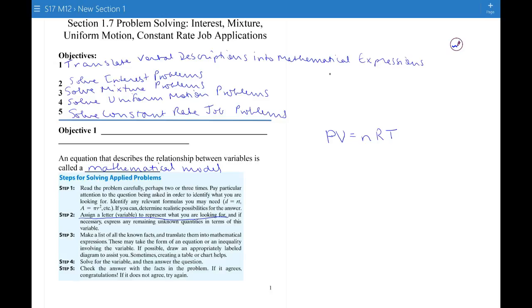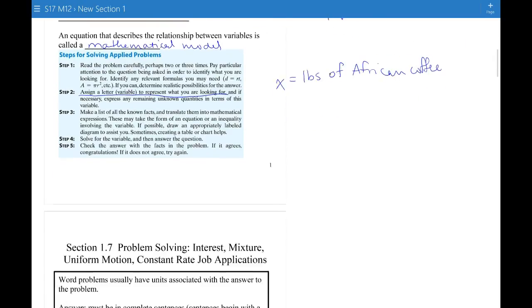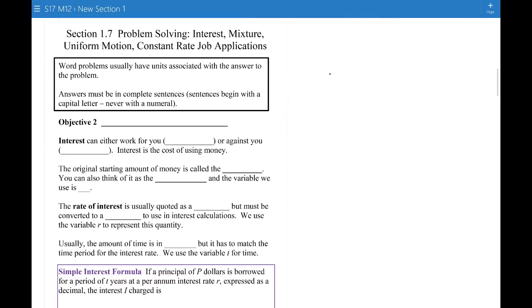And I want a very detailed description like X equals pounds of African coffee. So I don't want to see X equals pounds, and I don't want to see X equals eggs. So it needs to be very specific. And then change the words that you're finding in the problem into mathematical symbols. So it takes a lot of practice, but I promise the more you do it, the better you will get at it. And some of it needs to be from practicing and seeing patterns, because there's a lot of patterns in these problems.